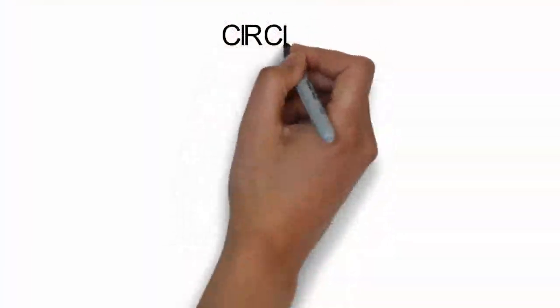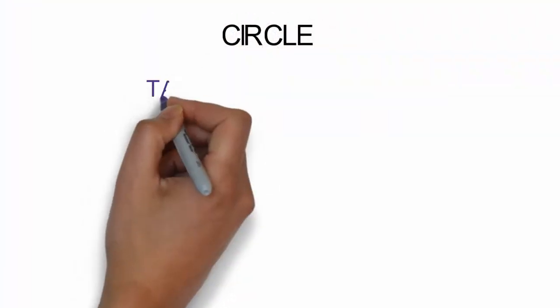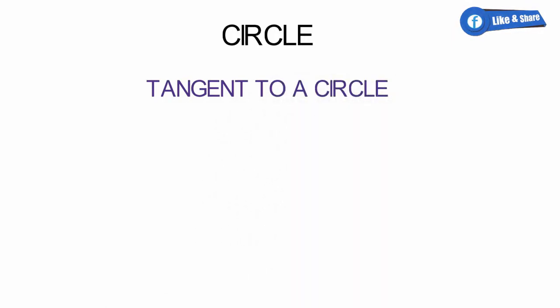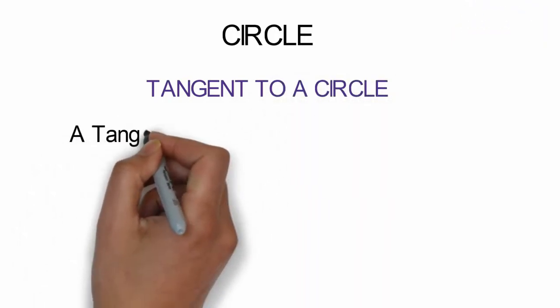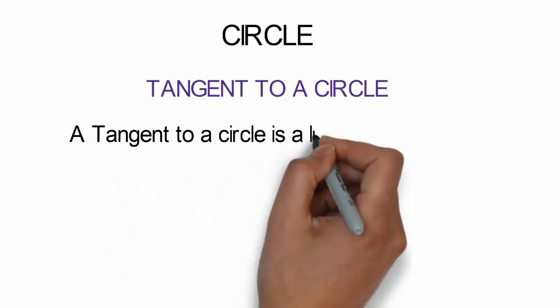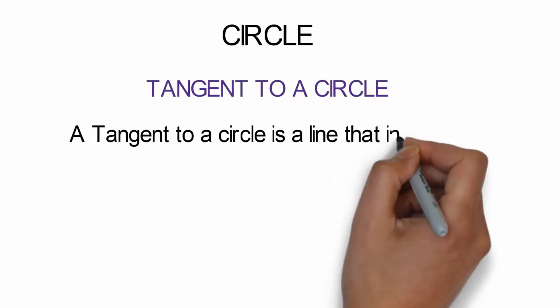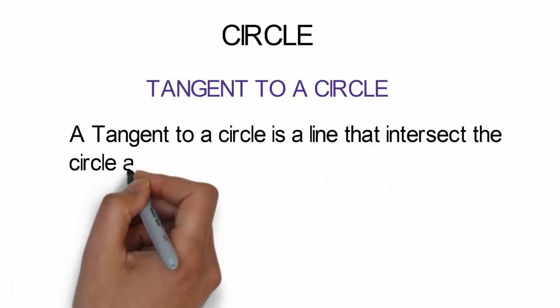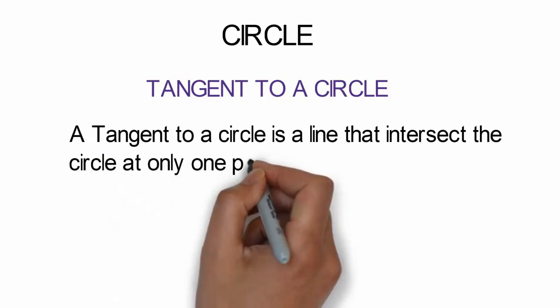Yes, students, let us study circles. So here we are taking the topic tangent to a circle. A tangent to a circle is a line that intersects the circle at only one point.